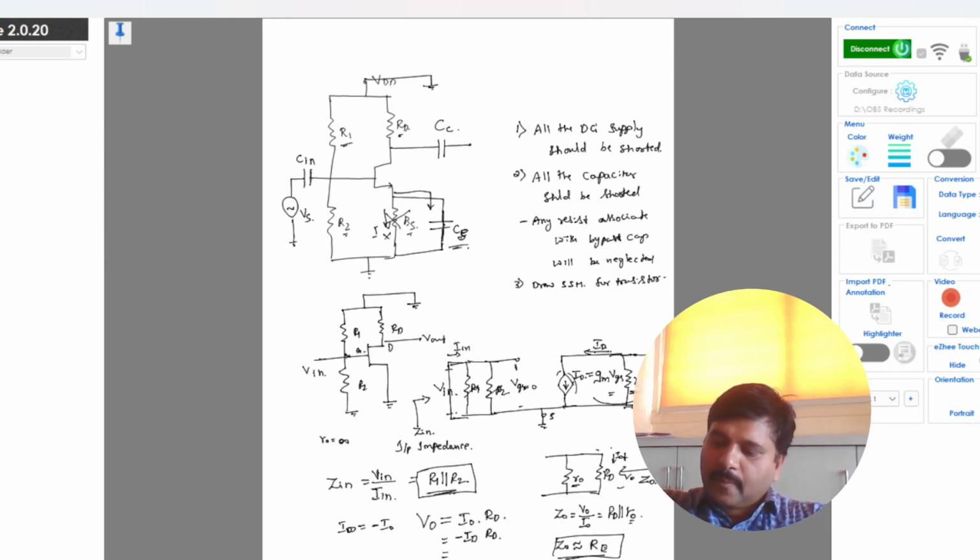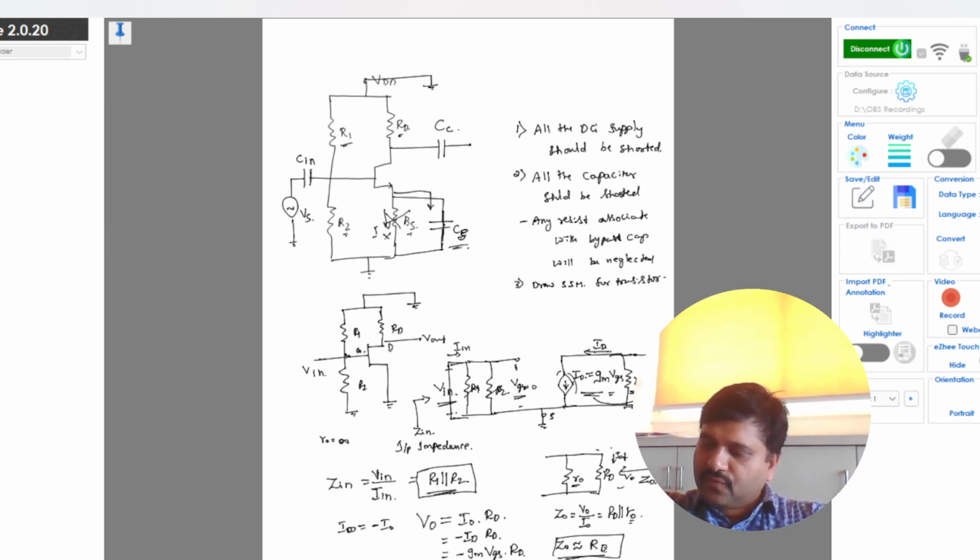ID is nothing but gm into VGS, so gm into VGS into RD. Here VGS is nothing but your input voltage itself. So my VGS is gm into Vin, and gm into Vin into RD is nothing but my V0. So finally, taking this to the denominator, V0 by Vin, which is nothing but the gain, is minus gm into RD. So this is the expression of gain, minus gm RD.